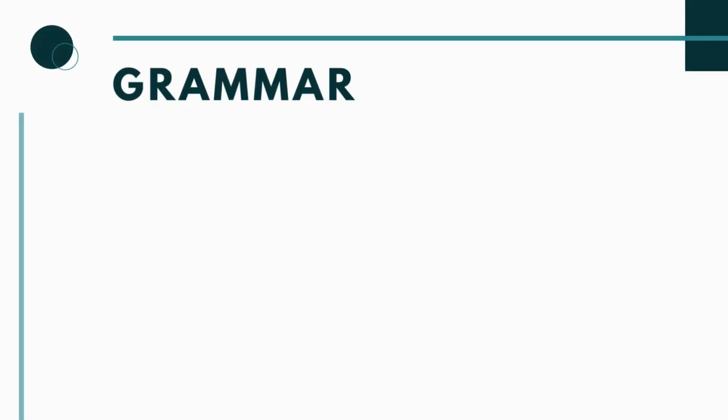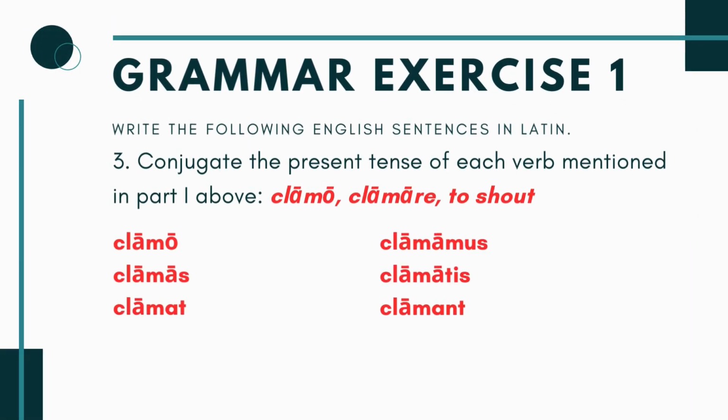Okay? Now for number 3, it says conjugate the present tense of each verb mentioned in part 1 above. So we're going back to the verbs we just saw. The first verb we had was to shout, which is clamo, clamare. So again, you go to the infinitive, you drop the re. Our present stem is clama, right? C-L-A-M-A. So every one of these is going to start with it. The only one that won't is clamo, the first principal part.